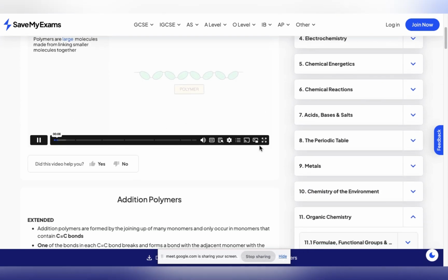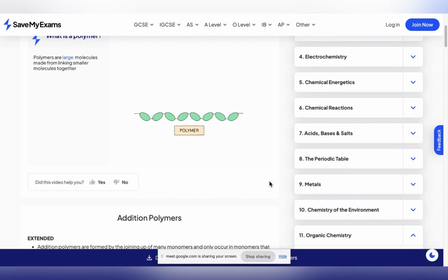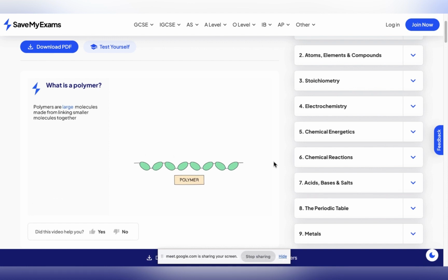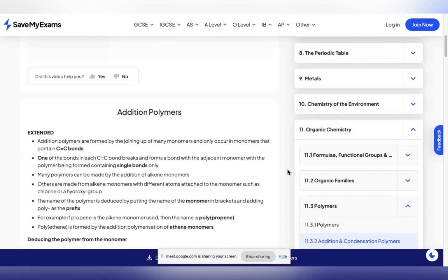Polymers are large molecules formed from joining smaller molecules. Okay, so let's move on. Polymers are large molecules that are formed from joining small molecules called monomers. What is a polymer? Polymers are large molecules made from linking small molecules together to form a giant macromolecular structure. Is that okay?